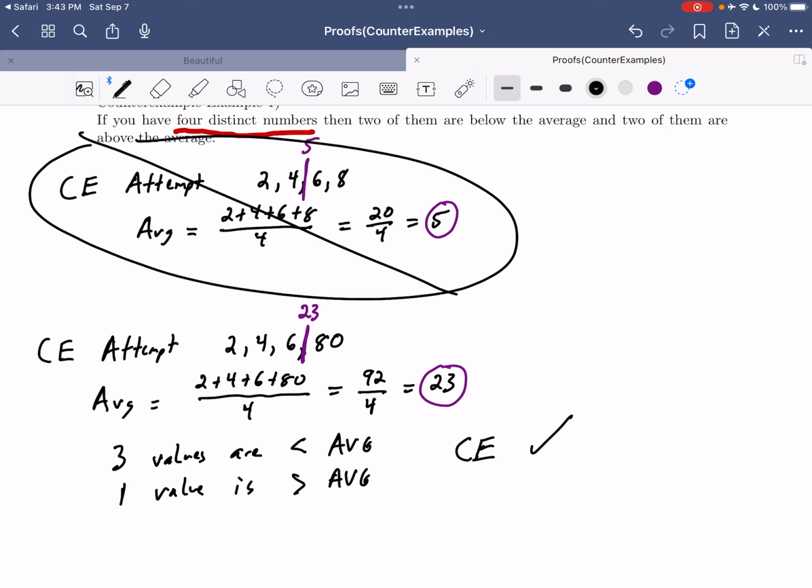That shows that we cannot say in general that if you have 4 distinct numbers, 2 of them are below the average and 2 of them are above the average. We've given a counterexample. We've shown that that statement does not always hold. There will be certain situations, like our first example, where it does hold, but there will be other ones where it doesn't.